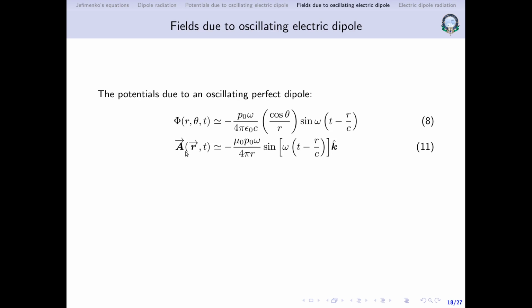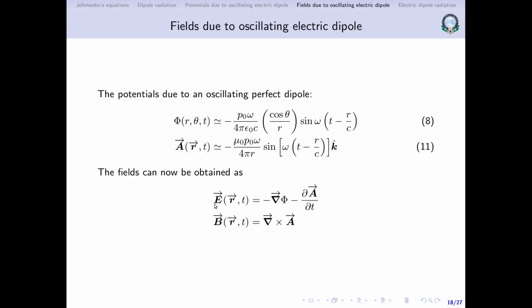Once we know the scalar and the vector potentials, we can now find out the fields. The electric field is the negative gradient of V minus the time rate of change of A, and the magnetic field is the curl of A. This will be a good time to stop this lecture here. In the next part, I shall carry the discussion forward. We will use these potentials and evaluate the electric and the magnetic fields, and from there we will obtain the electric dipole radiation. So see you in the next lecture.